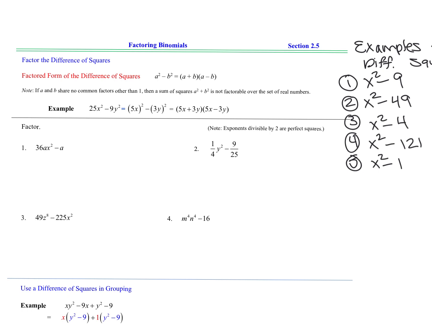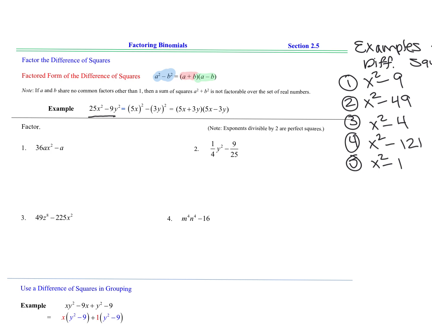The factored form of the difference of squares, a squared minus b squared, is equal to a plus b times a minus b. You may remember that those are called conjugates, and when we multiply those together, the middle term cancels out. Now that we're factoring, we'll be doing the opposite of multiplication. An example that they like to show us is 25x squared minus 9y squared.